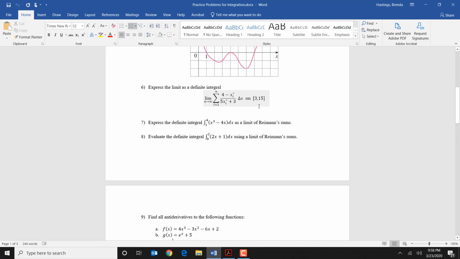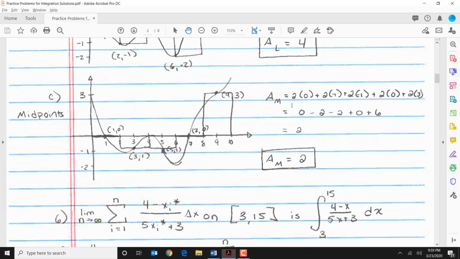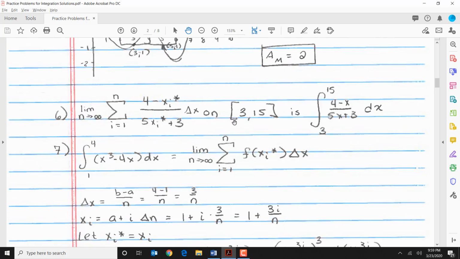So our definite integral is going to go from 3 to 15. Our xi star helps us with our function evaluation, and our delta x is whatever our partition is. So here we can see we're going to go from 3 to 5. Our function is going to be, here we would replace xi star with whatever our function evaluation would be, of course, x, so 4 minus x over 5x plus 3, and then we are integrating with respect to x.